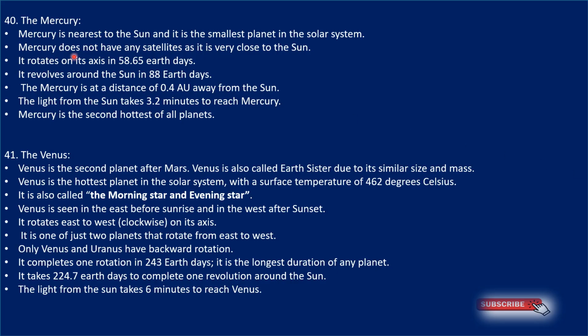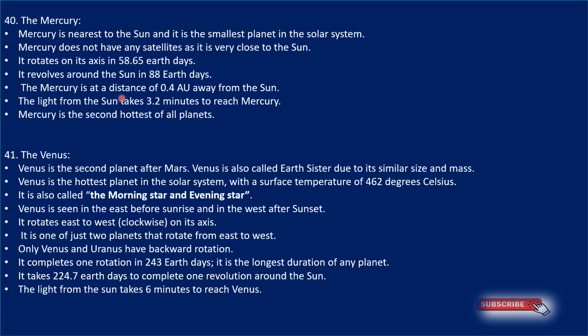Now come to the next one, Mercury. Let us see a few points about Mercury. These are all very important points. Each and every point you have to keep in your mind. The first one is Mercury is the nearest to the Sun and it is the smallest planet in the solar system. Mercury does not have any satellite as it is very close to the Sun.